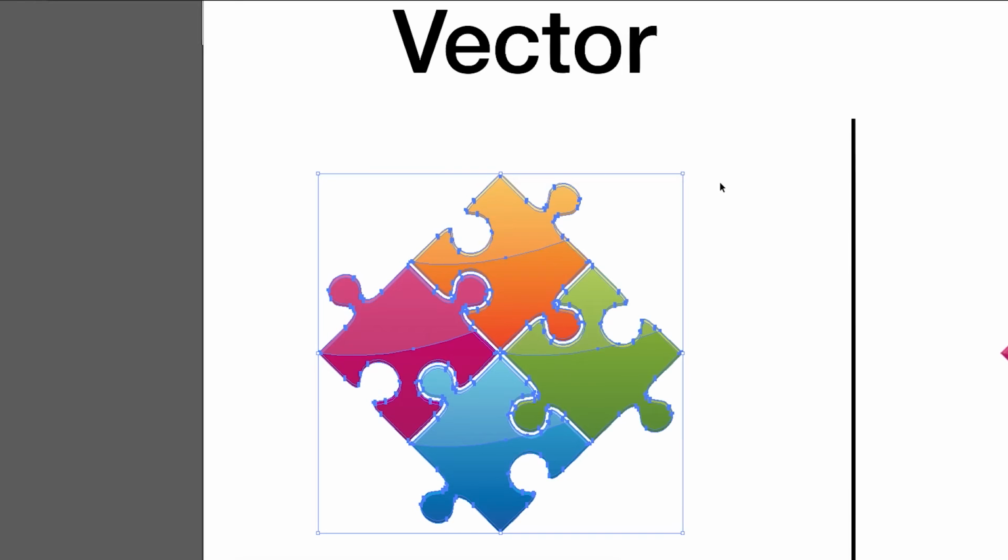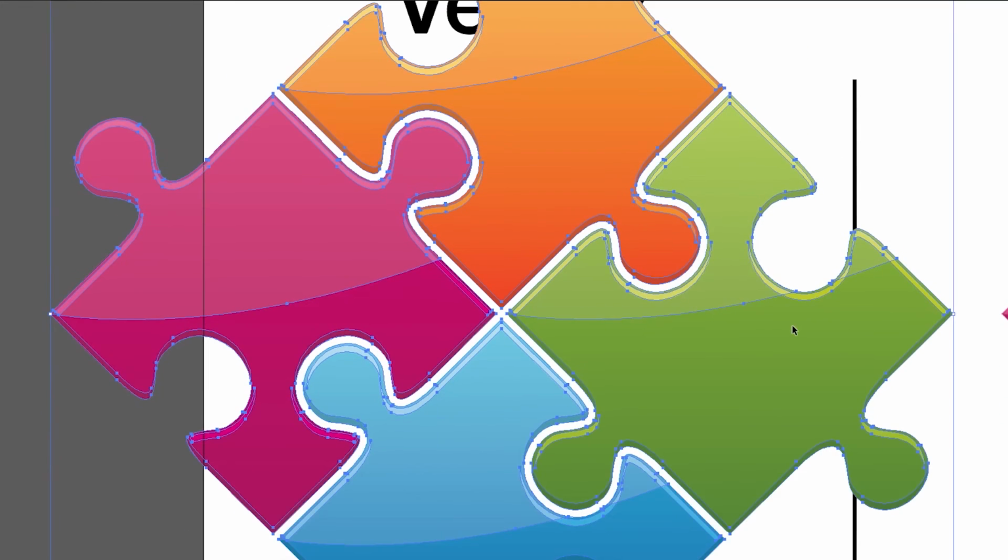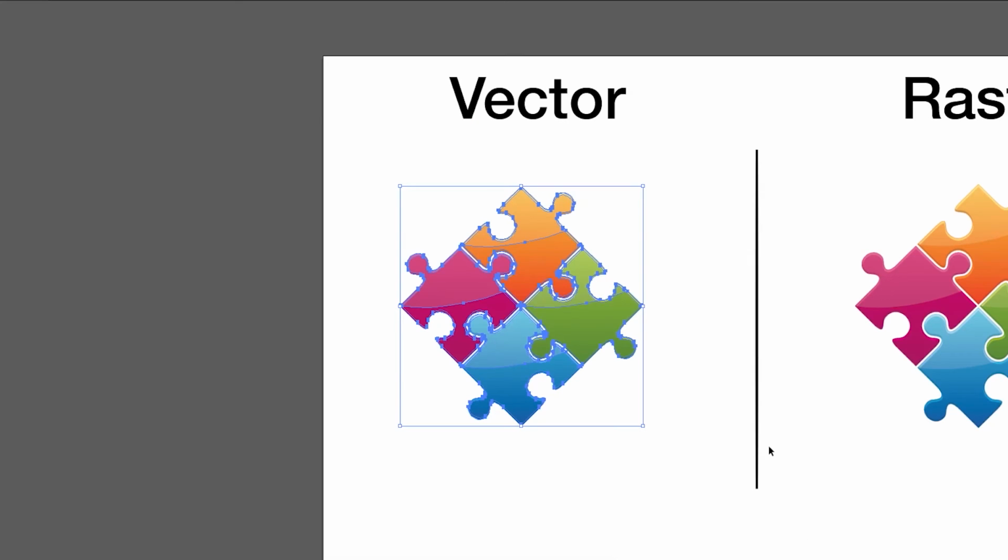So let's stretch it and see what happens. As you can see, the bigger I made it, the image still stayed the same. Let's zoom in real close. The edges of the image are still smooth no matter how big I make it. And that's what makes vector vector, is that it can be sized to any size and all the lines will still be smooth on the edges.